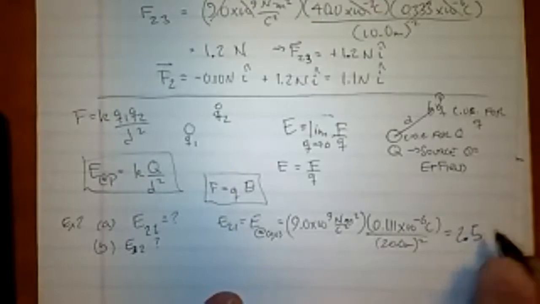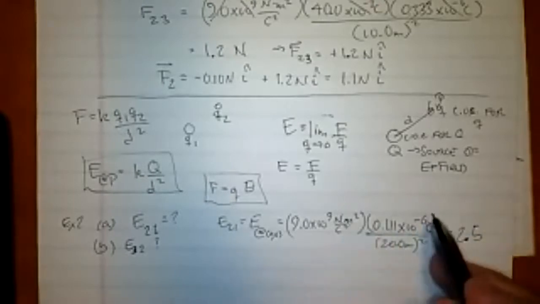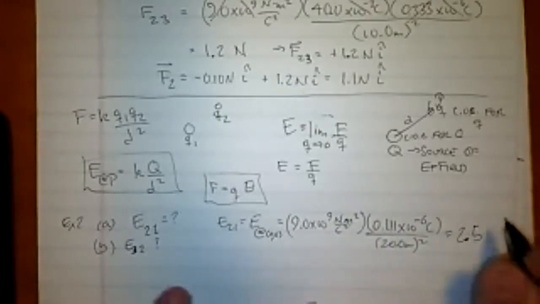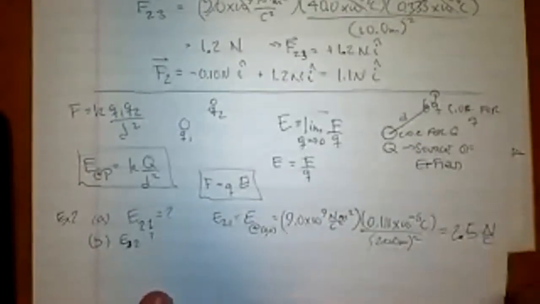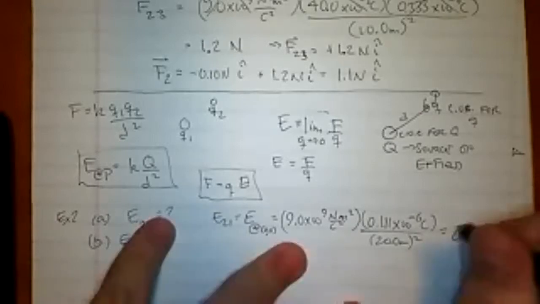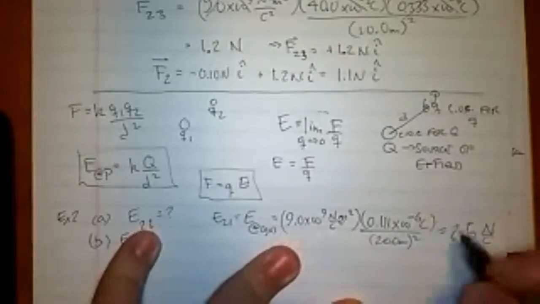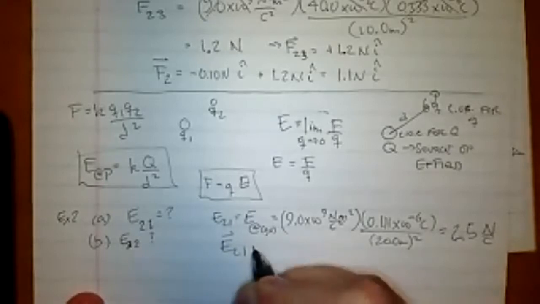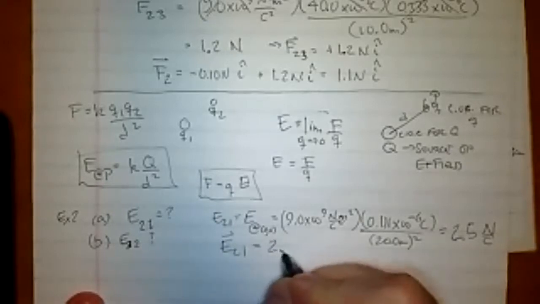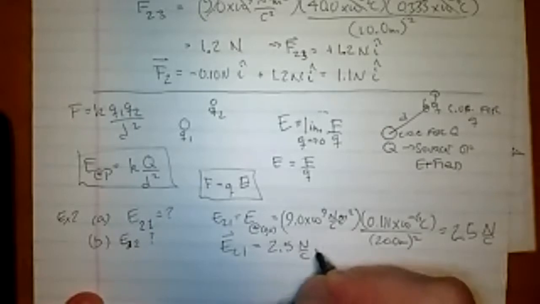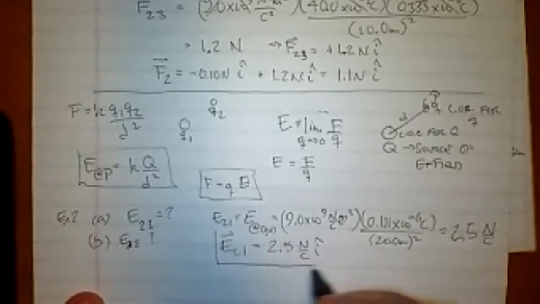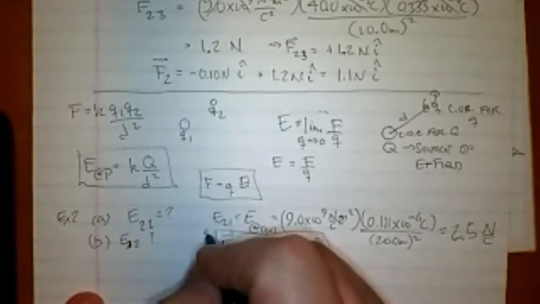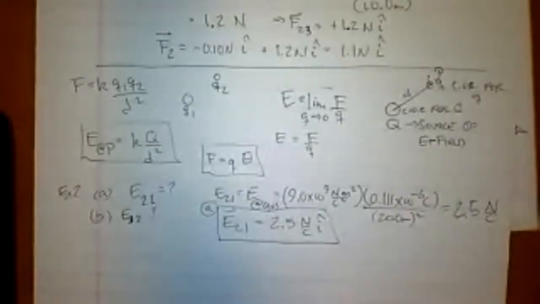And notice the units now, since I had a Coulomb squared down there, only one of these is canceling out. So this unit is newtons per Coulomb. And that's one of the units we use for electric field. Later on, you'll find out that it's also volts per meter. So that's kind of interesting. And like I said, once we cover voltage, that'll make more sense to you. So the electric field, E21, is in fact equal to 2.5 newtons per Coulomb in the I hat direction. So that's part A. Does that make sense to everyone?